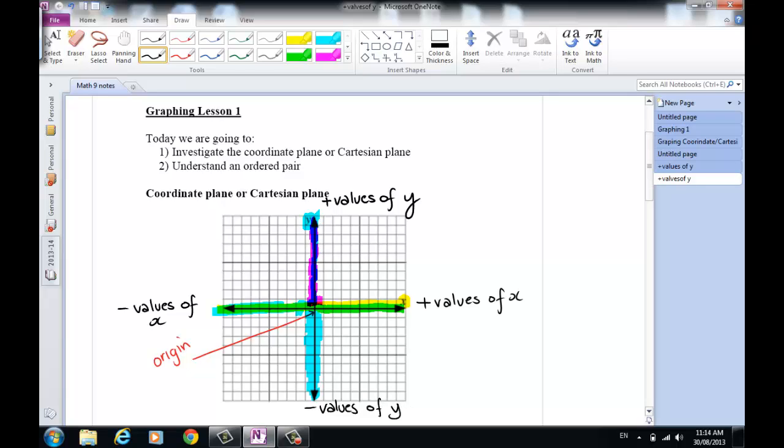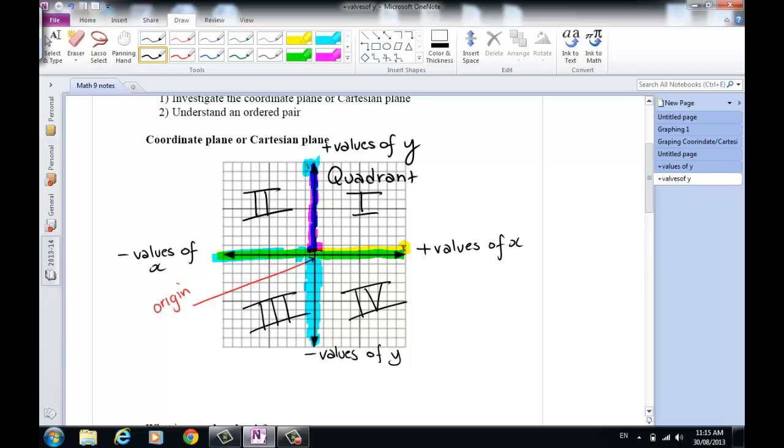Alright, last thing that we need to know is that there's 4 quadrants. A quadrant is just the graph that's divided by the x and the y axis. So this would be one of the quadrants. Another quadrant would be this piece right here. And we have labels for them. We use Roman numerals. So we call this quadrant 1. This is quadrant 2. This is quadrant 3. And finally, we have quadrant 4.